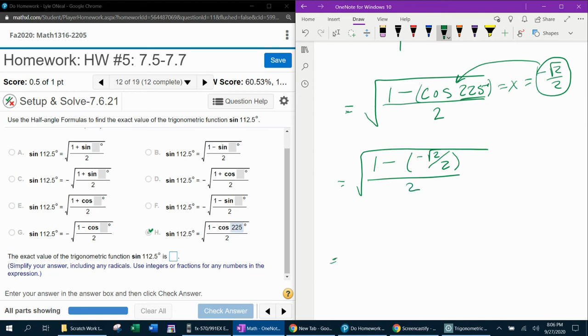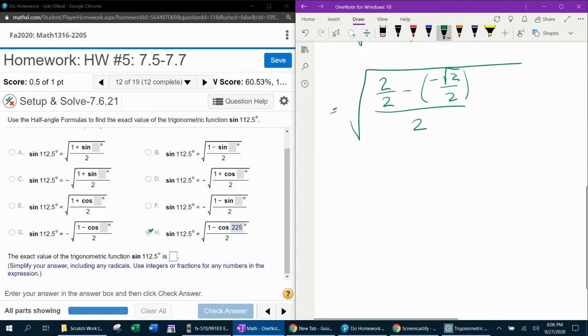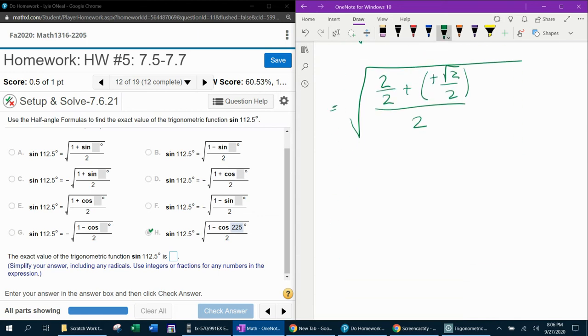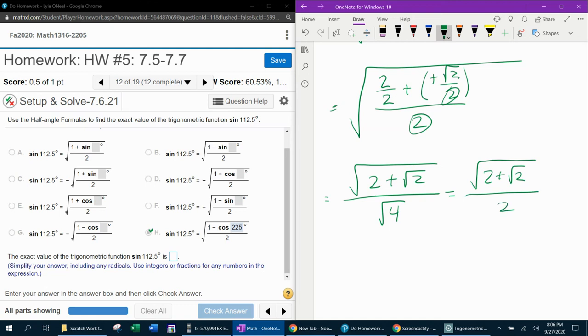And then we're going to need to simplify that, okay? So converting the 1 into a fraction, that's going to be 2 over 2 minus a negative square root of 2 over 2, all over 2. And then 2 negatives here make a plus. That's going to be square root of 2 plus square root of 2, all over, and then this is where these are going to combine and make all over 4. And the square root of 4 is 2. And so this should be our final answer.